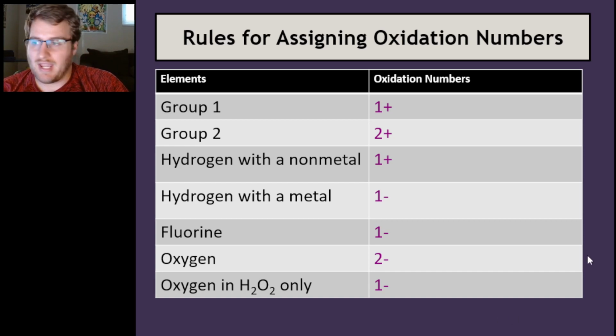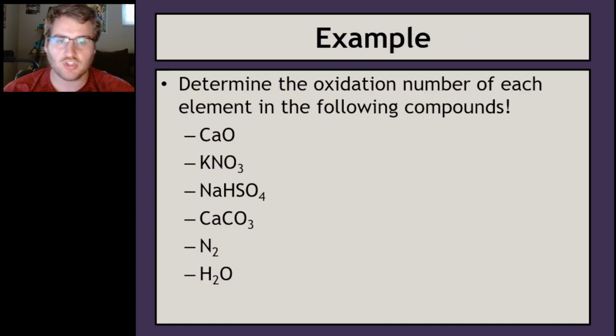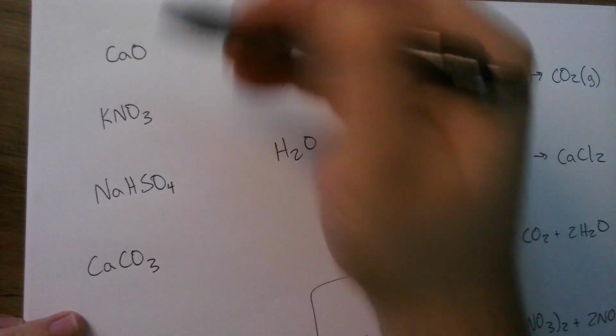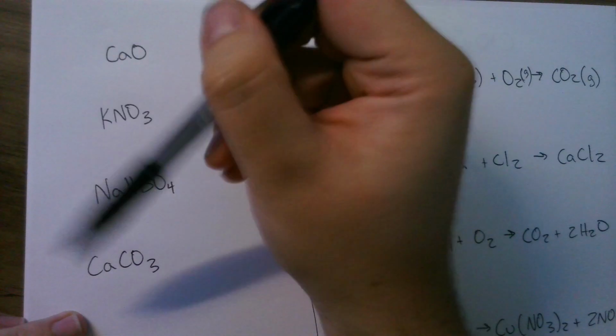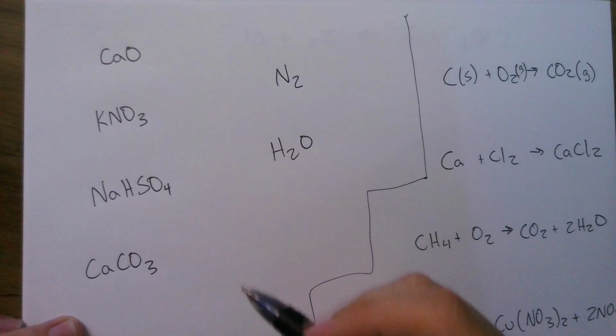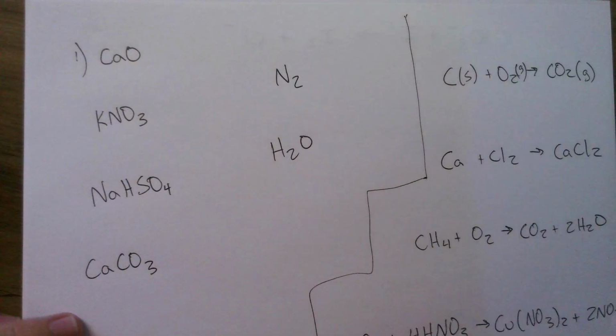And that's all the rules, but let's actually talk about what I'm wanting you to do in the first place. So, determine the oxidation number of each element in the following compounds. Okay, so I have all of them written out here. And what we're going to do is go through, and for every single atom, we need to write what its oxidation state is. Now, for one like this one, CaO, it's going to be relatively simple.